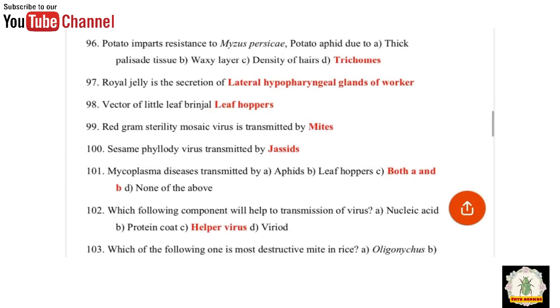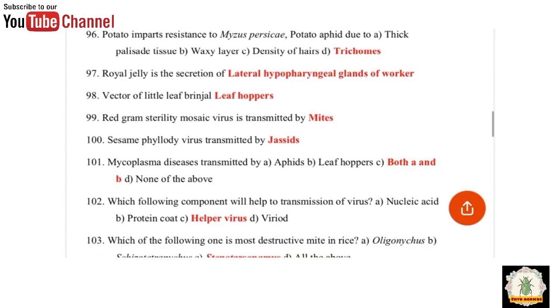Next is, which following component will help in transmission of virus? Options were nucleic acid, protein coat, helper virus, and the last is virions. So the correct answer for this is the helper virus. It helps in transmission of the virus.